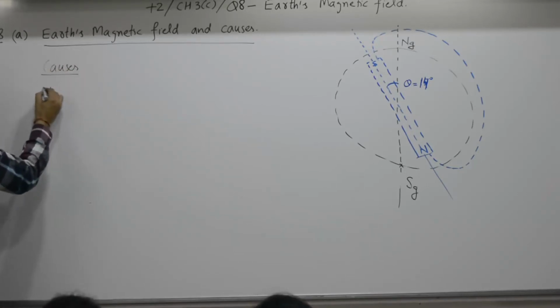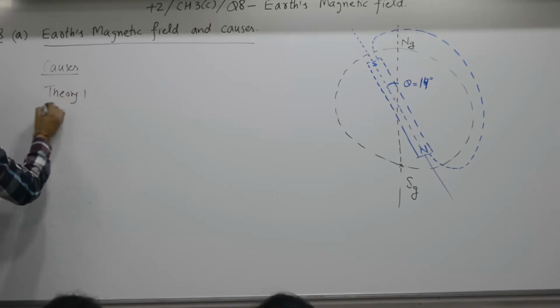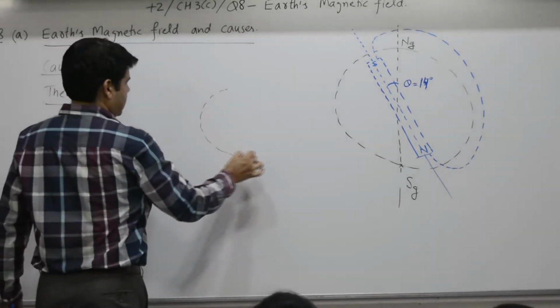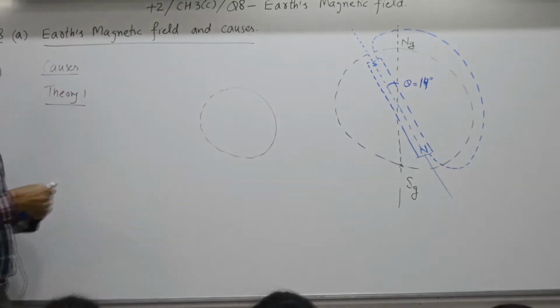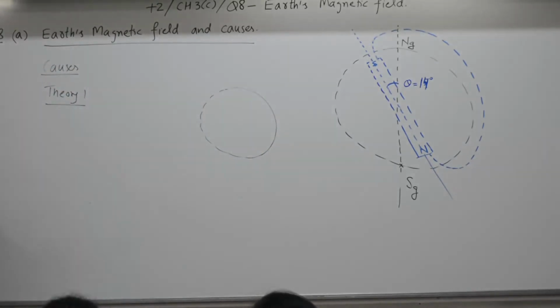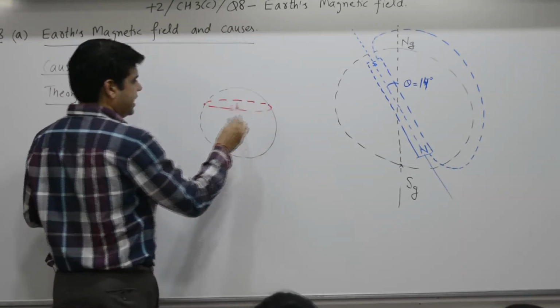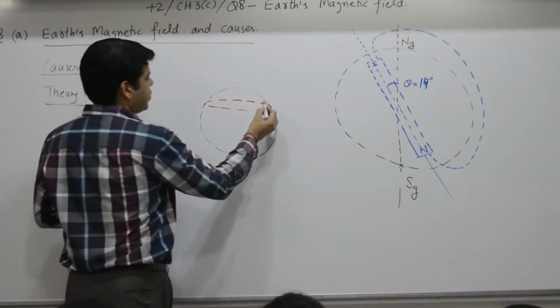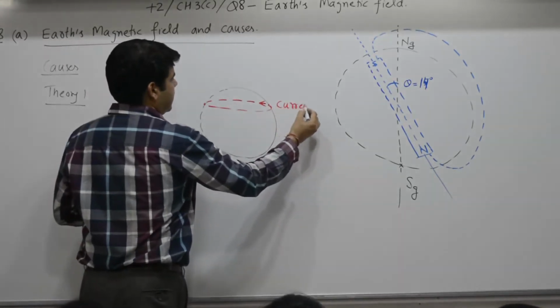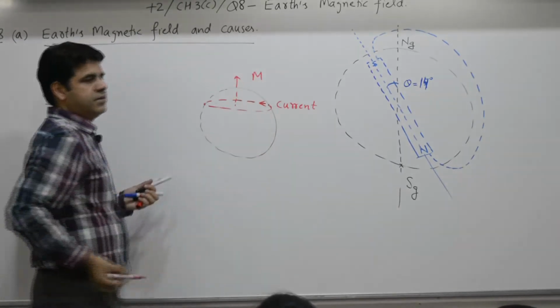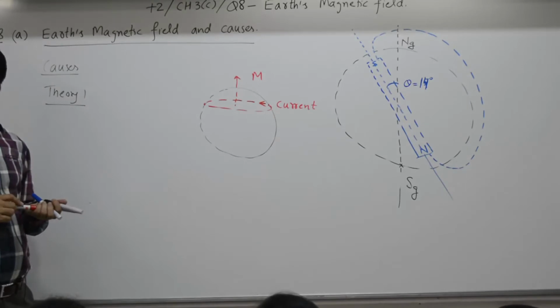Causes. Theory 1. Some people say the cause source is inside. Iron charges equivalent to current loop inside earth, means what? Theory 1 is inside earth there is molten metal. Charges. When the earth rotates, those charges also rotate. So, it is equivalent to what? Current. Whenever there is a current carrying loop, there is a magnetism M. So, this cause is inside the earth.